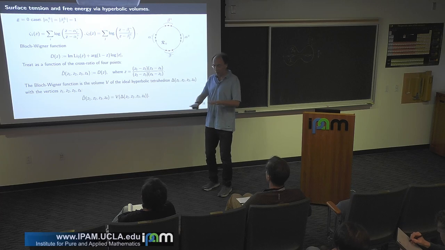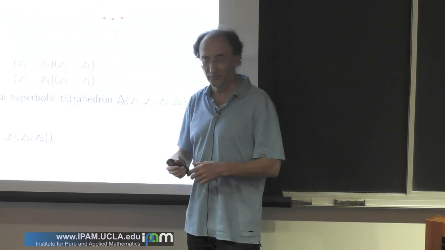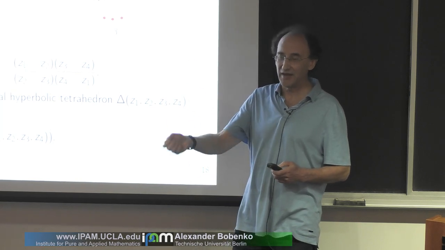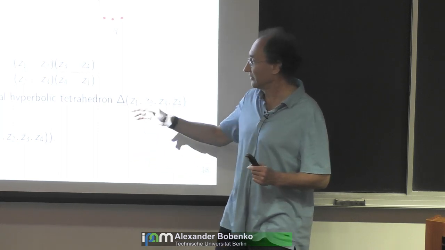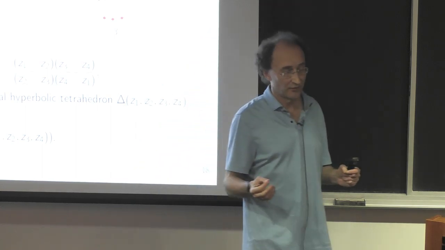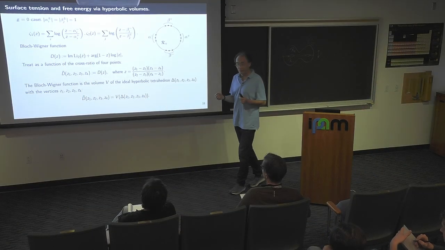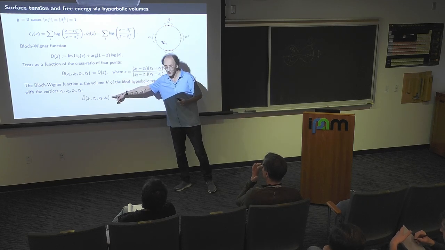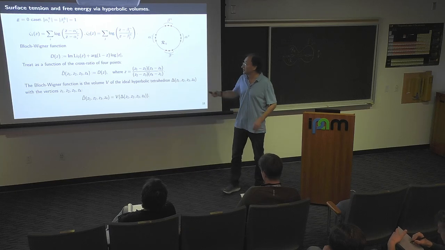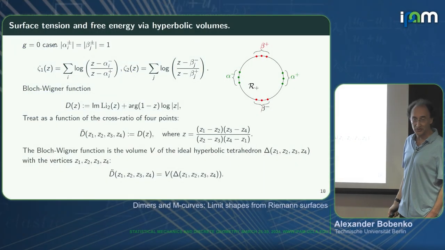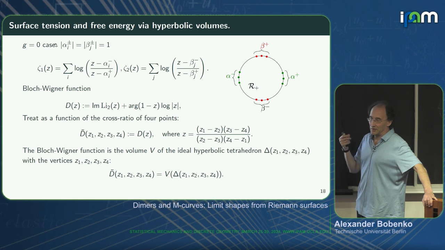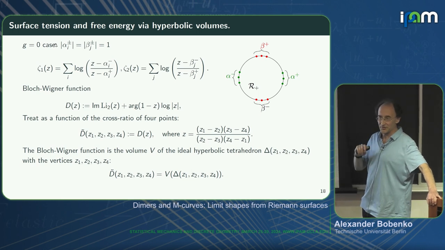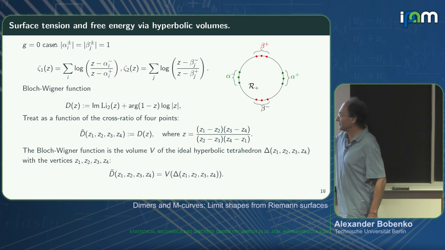Now, you see, you have four points in the complex plane. What can you do with these four points? You take the upper half space and build an ideal tetrahedron with all the vertices of this tetrahedron sitting at these points, z1, z2, z3, and z4. And this tetrahedron has finite volume. And the volume of this tetrahedron is exactly this function D. So this means that the function D, this Bloch-Wigner function, geometrically gives you the volume of the corresponding ideal hyperbolic tetrahedron as a function of the cross ratio of its vertices. Okay, complex cross ratio, real valued function.